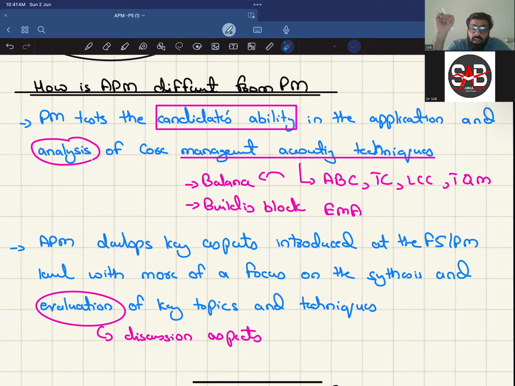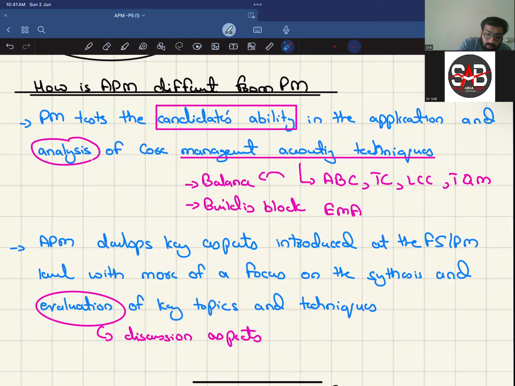Now in APM, all these techniques are included, right? APM develops the key aspects introduced, with more focus on synthesis and evaluation of key topics and techniques.